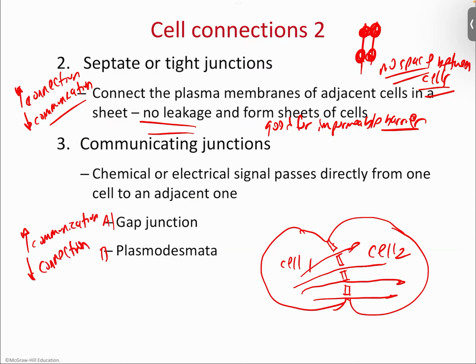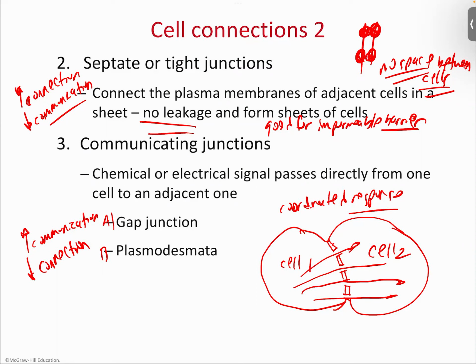This typically is used for coordination of response. A good example of this is your heartbeat. Unlike your skeletal muscles, your heart muscles have to all contract at the same time. The only way you can get heart muscle cells to all contract at the same time is if they all hear the message to contract at the same time. The way you do that is by interlinking your heart cells with gap junctions. Right, so this is maximum communication, minimum connection.